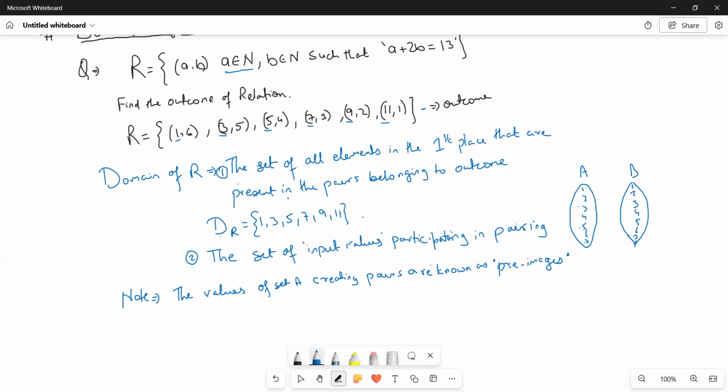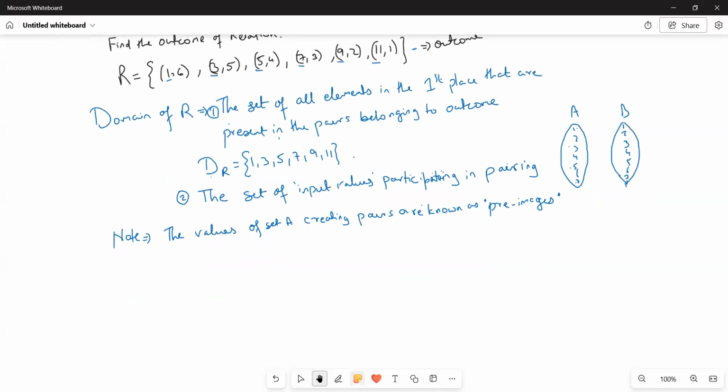The reason why we call them input values is because later when we discuss functions, it will be very easy to understand functions in terms of input and output. And that is how we always consider functions, input and output. Okay, next, so that was the domain.